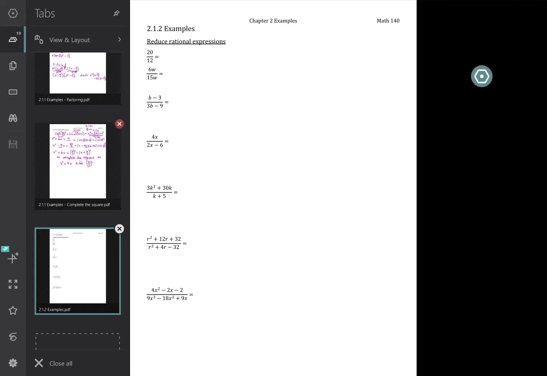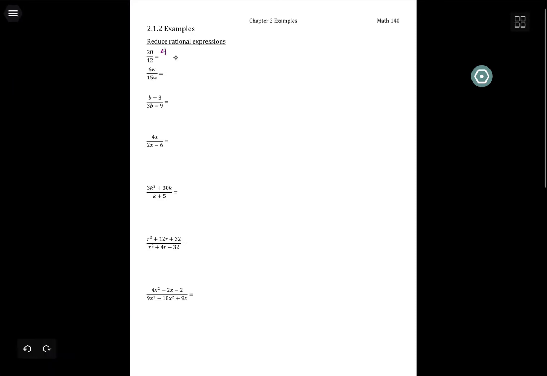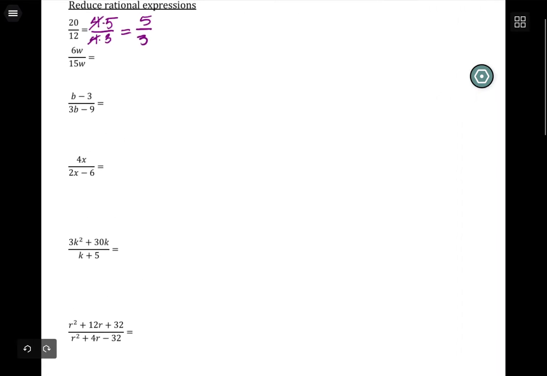Variables just represent numbers, so when we throw variables in the mix, we're still doing the same thing as if they were numbers, right? So I'm going to start with just plain old reducing fractions. Remember, the idea is we're looking for factors that the top and bottom share. So the top and the bottom in this case share a factor of 4, which means we can use the fact that 4 divided by 4 is 1 and cancel it out, right? If I'm multiplying by 4 and I'm dividing by 4, those are inverse operations, so they should cancel, and I just get 5/3.